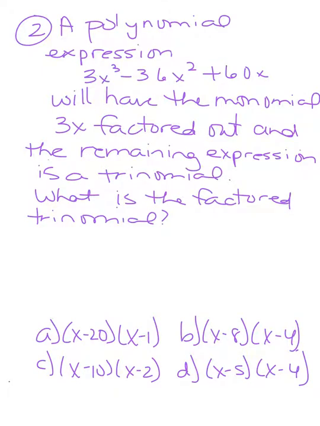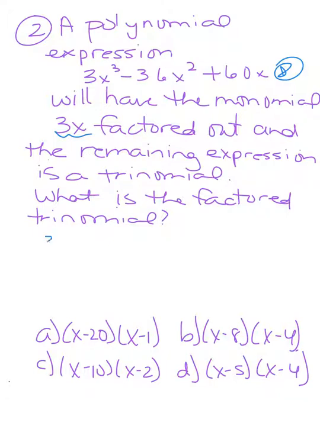Number 2 says a polynomial expression, 3x to the third minus 36x squared plus 60x, will have the monomial 3x factored out, and the remaining expression is a trinomial. What is the factored trinomial? So it's really a very wordy question. So when I'm looking at my expression, they're already telling me to factor out 3x. So that's where I'm going to start.